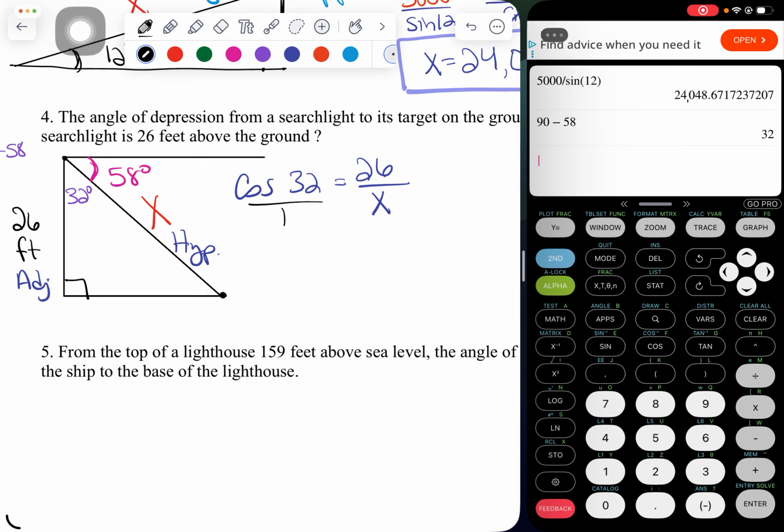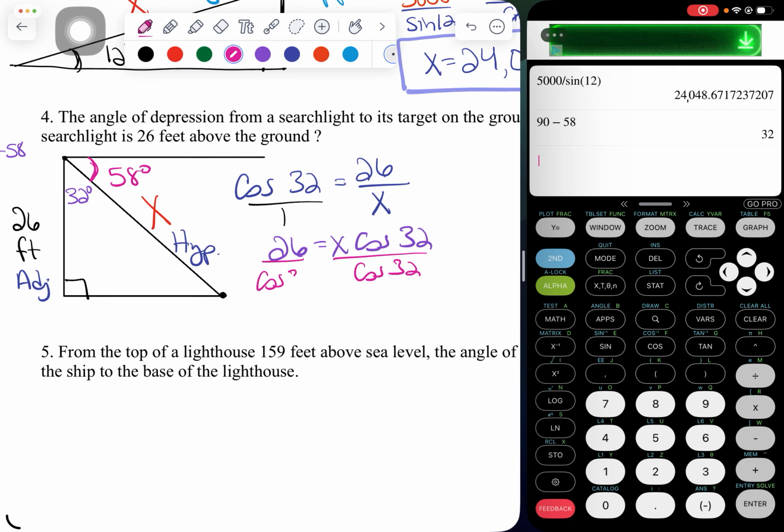So let's go ahead and put a 1 here, a little cross multiplication. So 26 is equal to x times the cosine of 32. Let's go ahead and divide both sides by cosine of 32. Whoops. I said it right, wrote it wrong. All right, cosine of 32 here. So in the calculator, we're going to take 26 divided by the cosine of 32.